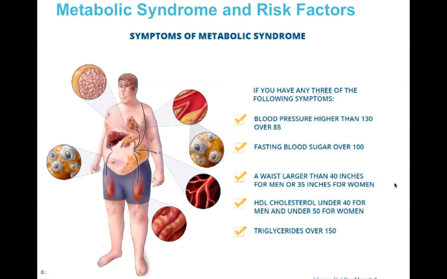HDL cholesterol under 40 for men and under 50 for women. We said it's a little higher in women, so we want that number to be high. And then triglycerides, which is just another measure of fat in the blood, over 150. So 3 or more of these is saying you are at risk for developing some kind of chronic disease, whether that's cardiovascular disease or diabetes.